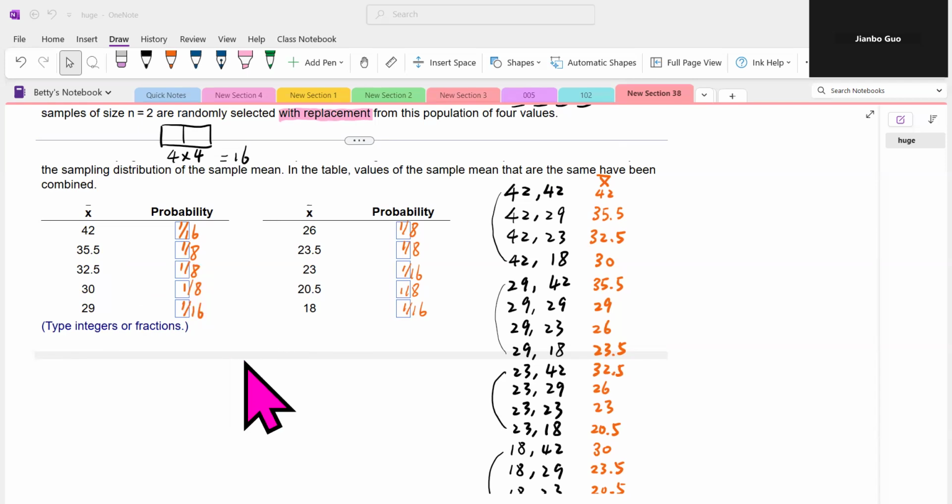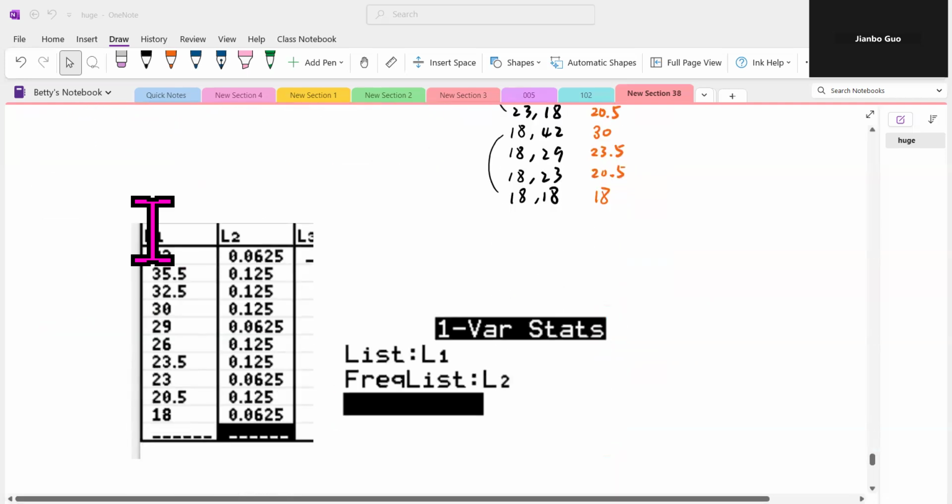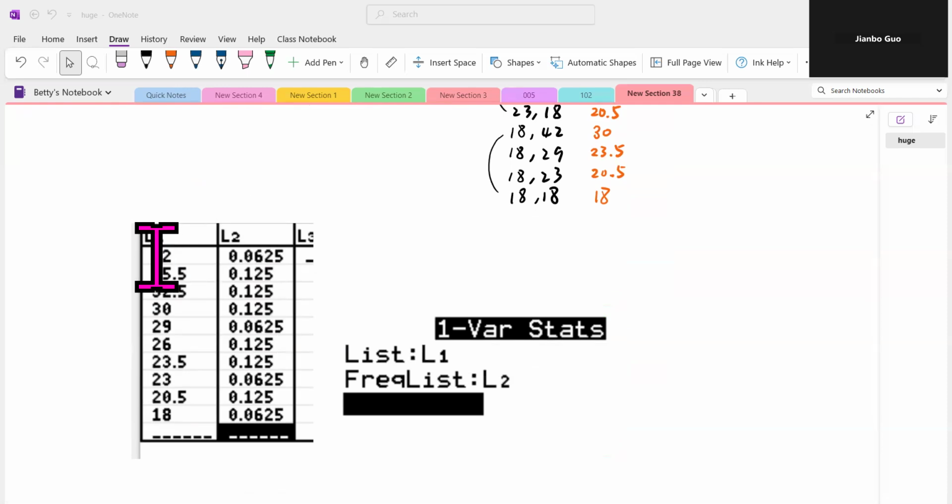Once we have the probability distribution table ready for the sample means, we can enter the table into the TI-84 calculator. The first column, 42, 35.5, all the possible values for x bar, I put in the first list. And the second list are the probabilities for each possible value of the mean. 0.0625 is 1/16. 0.125 is 1/8. In a calculator, when you enter the fraction 1 divided by 8, it automatically converts to a decimal.